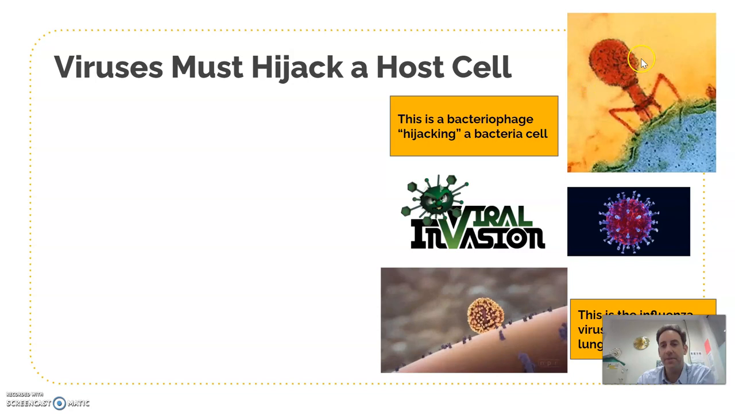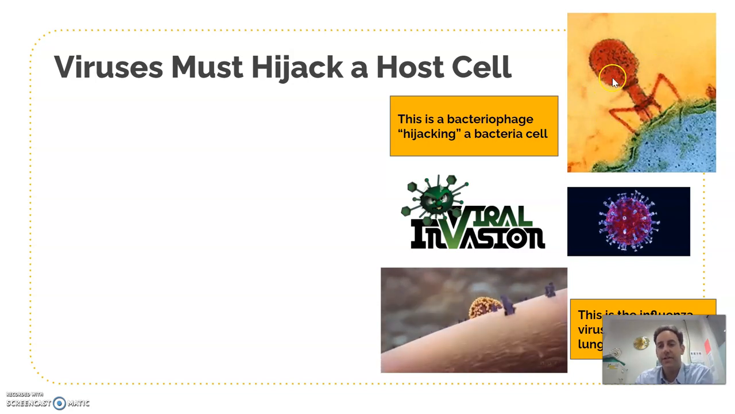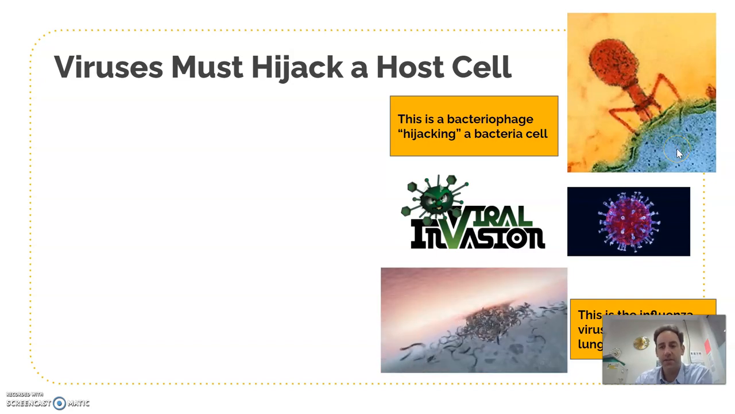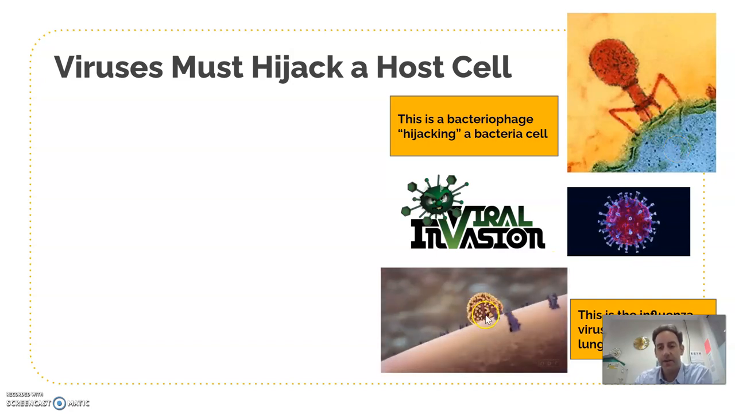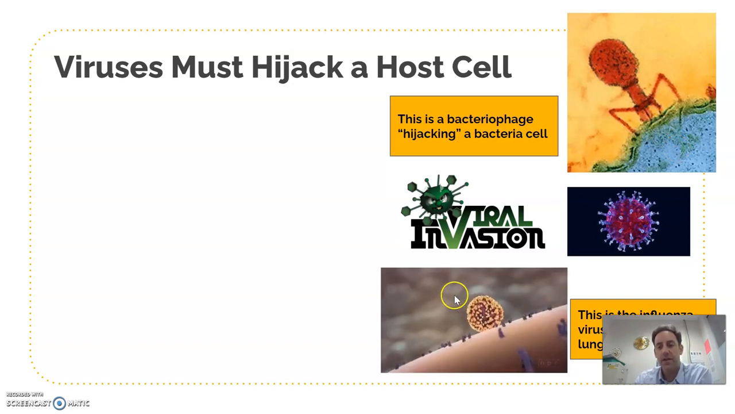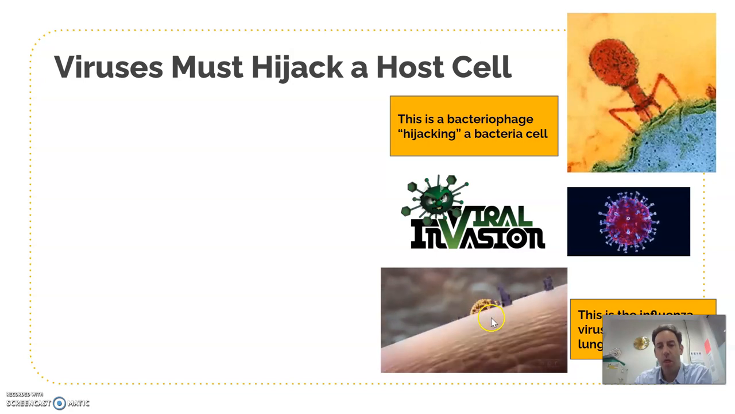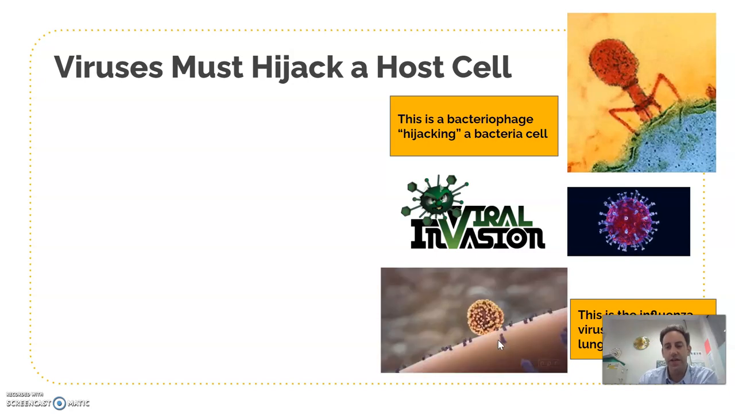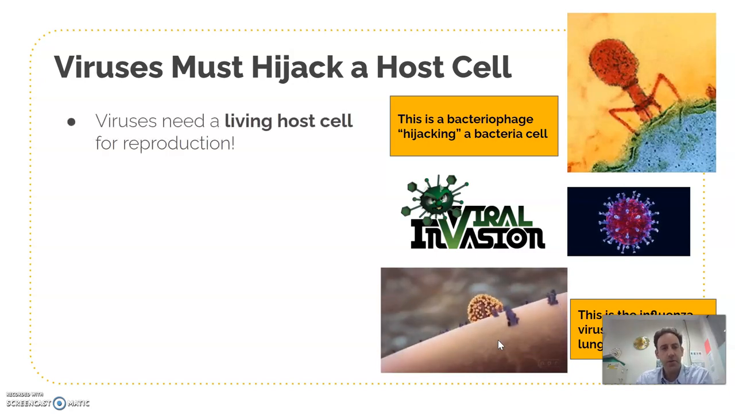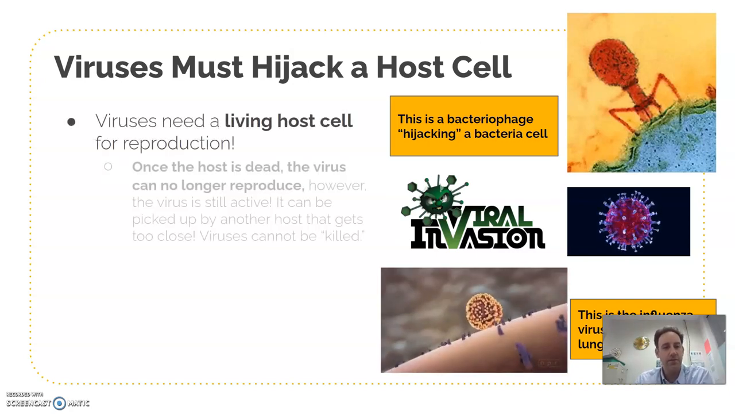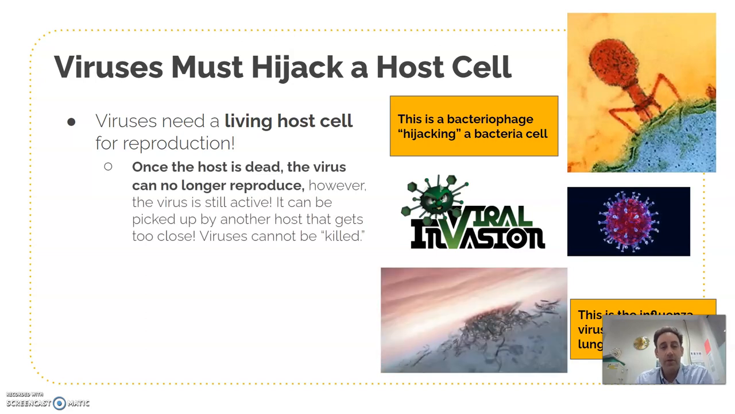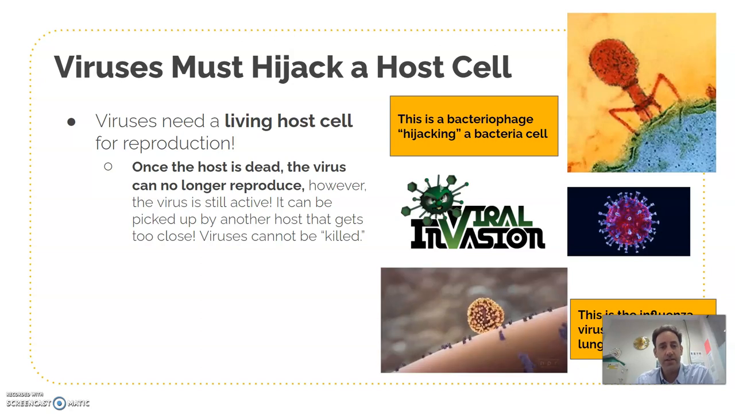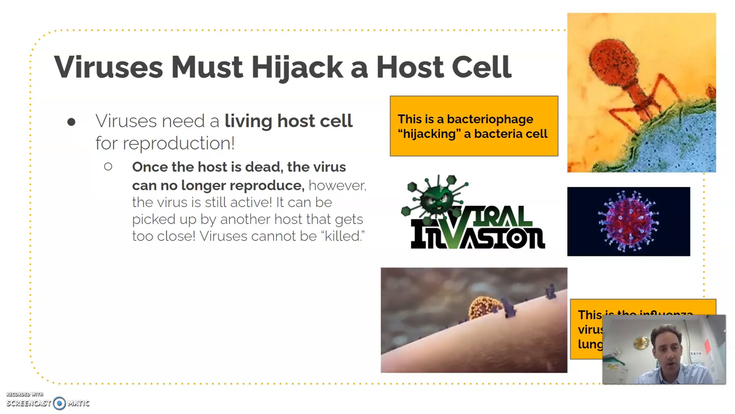And you can see here's a bacteriophage virus attacking a bacterial cell. So it attaches, it's going to inject its genetic material here. Here's another virus, influenza, where it's going to kind of insert genetic material into that larger cell. So again, viruses need a living host cell for reproduction. And what they do is that genetic information essentially kills off the host cell.